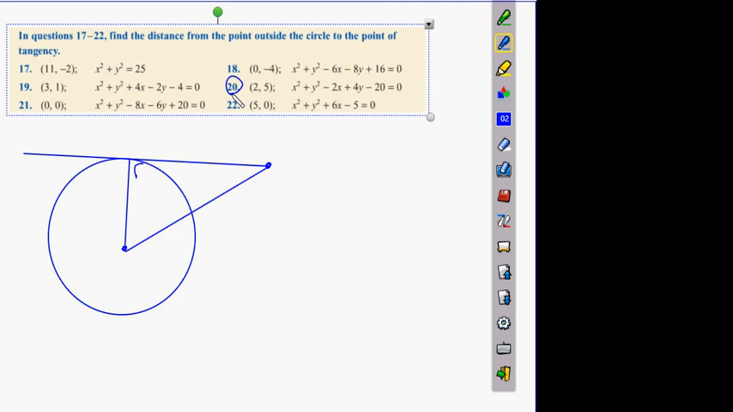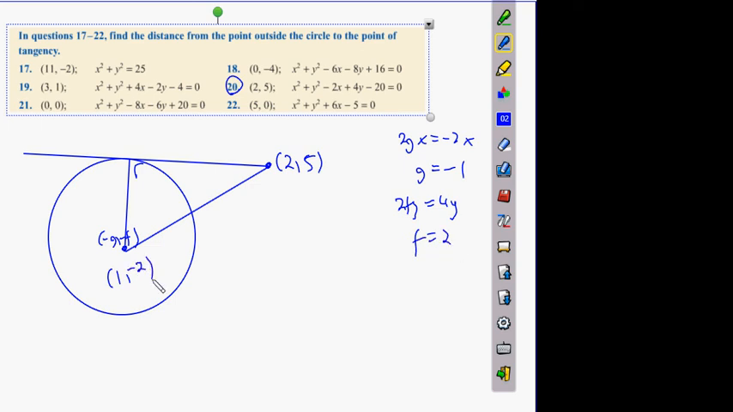So this is the point 2,5 out here. I'm going to learn everything I can about this triangle. 2gx equals -2x, g equals -1. That means, remember the centre of the circle is -g, -f, so that's going to be 1. And then 2fy equals 4y, f equals 2. That makes that -2. The c value is -20.